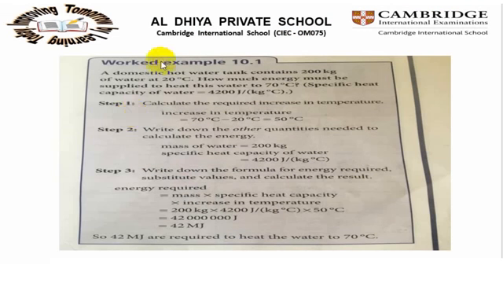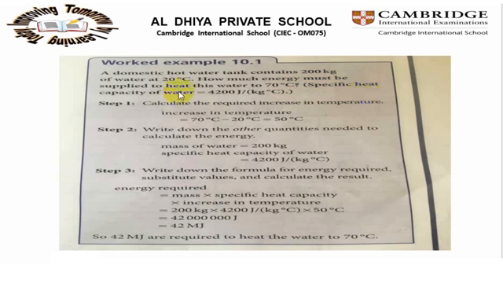Let us take this problem. A domestic hot water tank contains 200 kilograms. It is the mass of the water. At 20 degrees Celsius, it is the initial temperature. How much energy must be supplied to heat this water to 70 degrees Celsius? It is the final temperature.